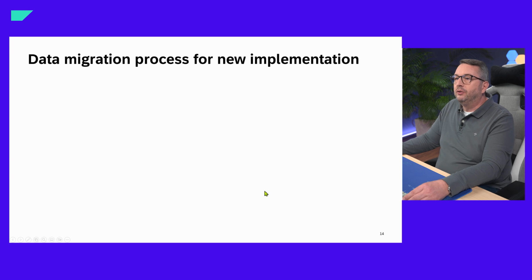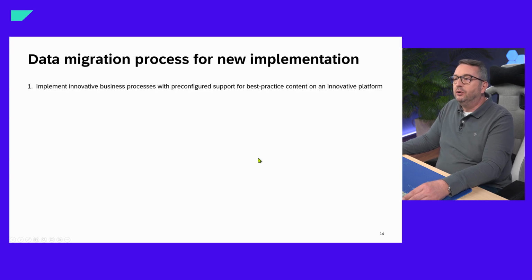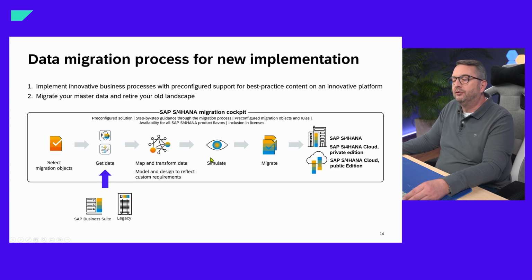So let's have a look at the data migration process in the new implementation scenario. A new implementation scenario means first you implement the new business processes, you configure them, ideally with pre-configured content we make available as best practice content on a very innovative platform. And once you have configured and validated your business processes, you migrate your master data and then you can retire your older system landscape.